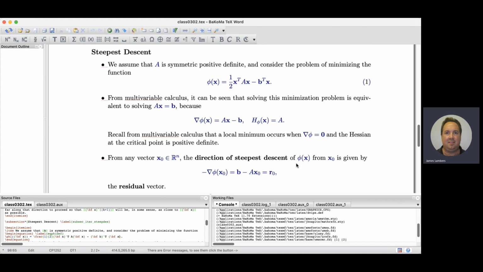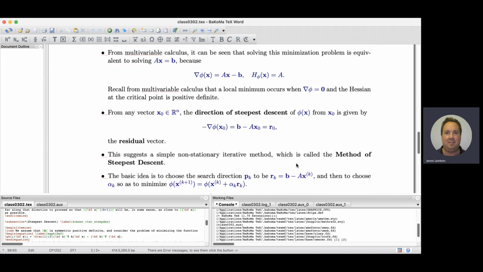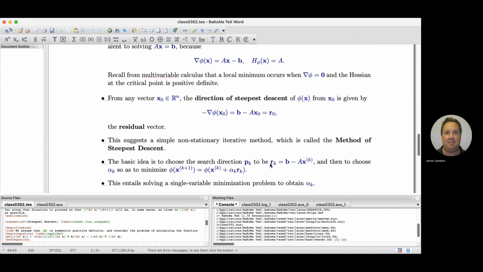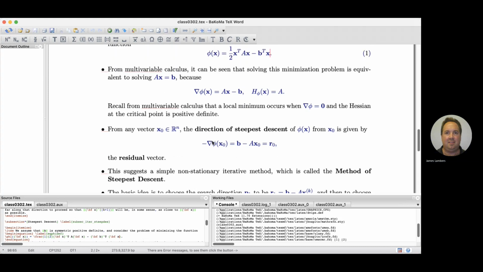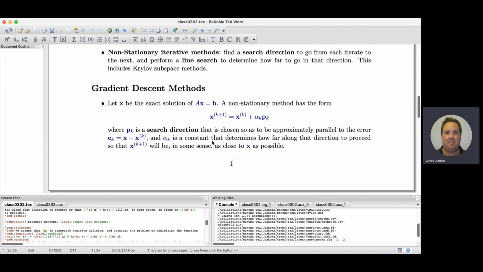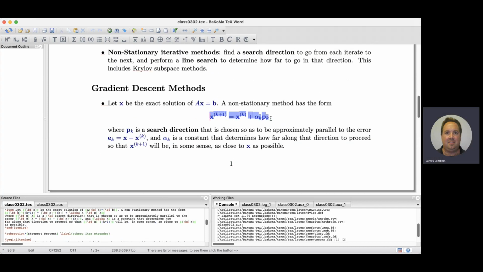So the idea is, from whatever iterate we have, x_k, we form our steepest descent direction by computing the residual for that x_k, and then we define our new iterate to be of this form. The only thing left to determine is a parameter alpha_k.